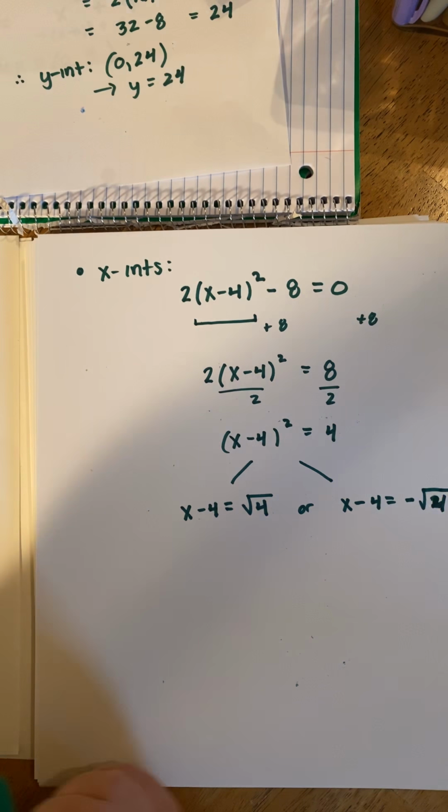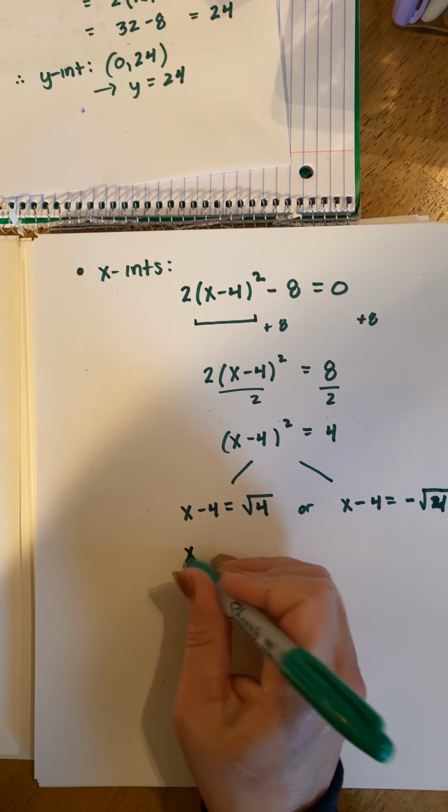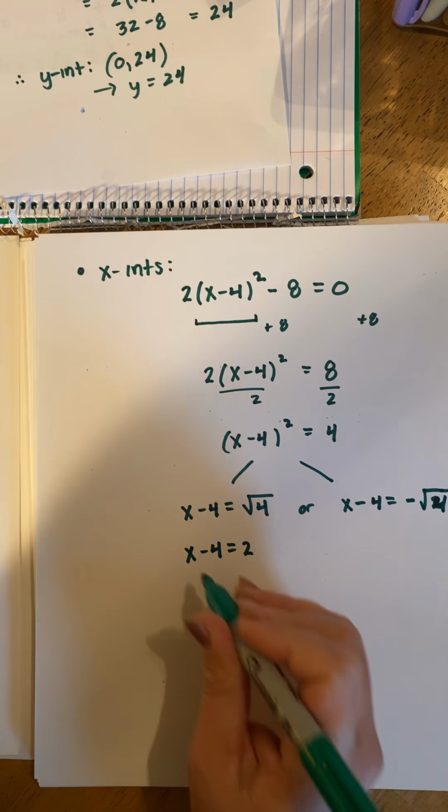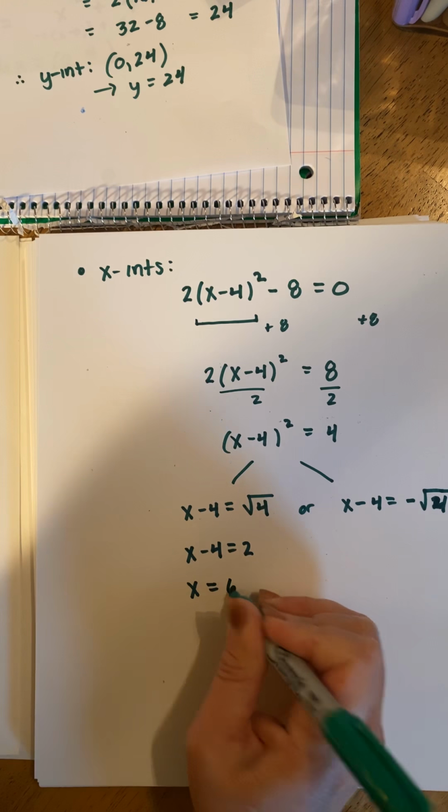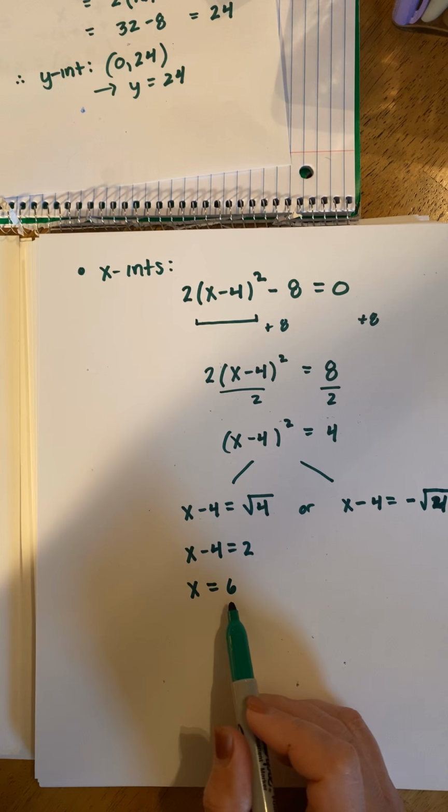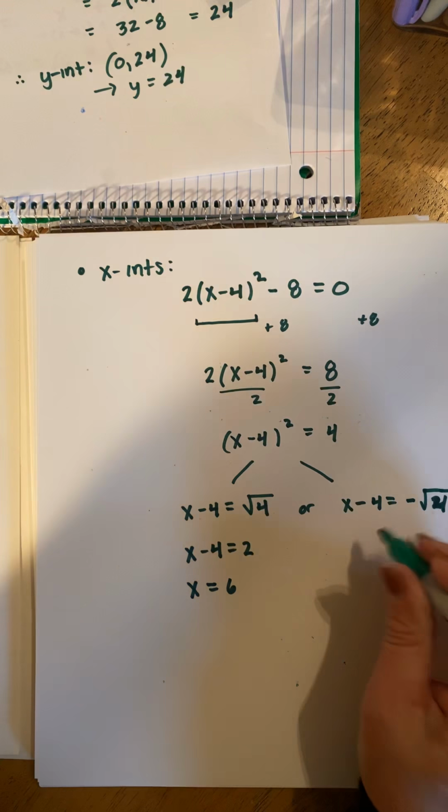4, don't take that yet. All right, so now I can simplify this. X minus 4 is 2. Add 4 to both sides. X equals 6 is one answer. Now this does not involve radicals or i's, so I have to do the algebra on the other side.